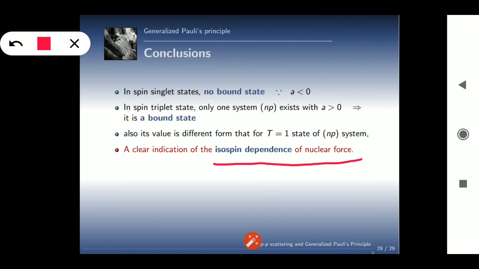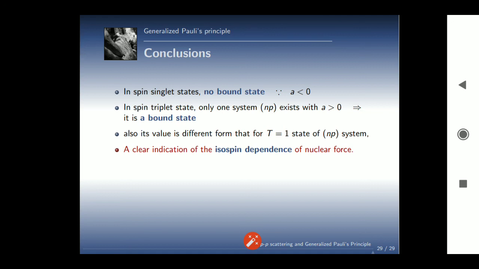So in this lecture series, we have proved many things. We have proved nuclear force is short range, we have proved nuclear force is spin dependent, we have proved nuclear force is charge independent, and here from this we are proving that nuclear force is isospin dependent. So that's about the generalized Pauli's principle and the NN system, and that ends the lecture. And thank you for your patient hearing.